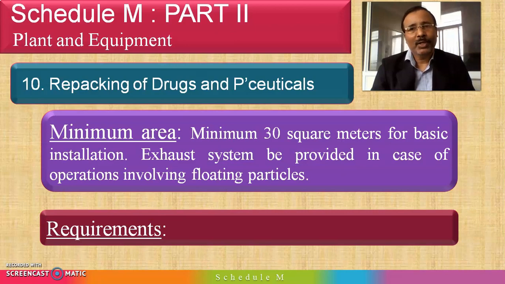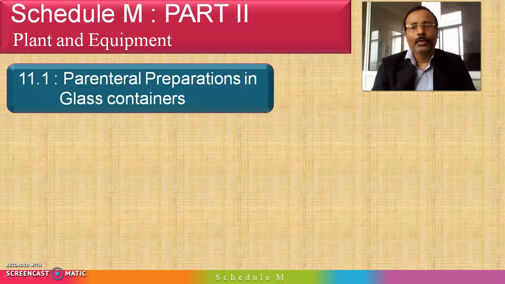It involves weighing machines, then measuring and filling equipment, then powder disintegrator, then electrically operated powder sifter, then electric sealing machine, then SS scoop and vessels. So these are the equipment necessary for repacking of drugs. Now let us focus on the last category, that is the 11th category. Again it is divided into two parts. 11.1, that is parenteral preparation in glass container.